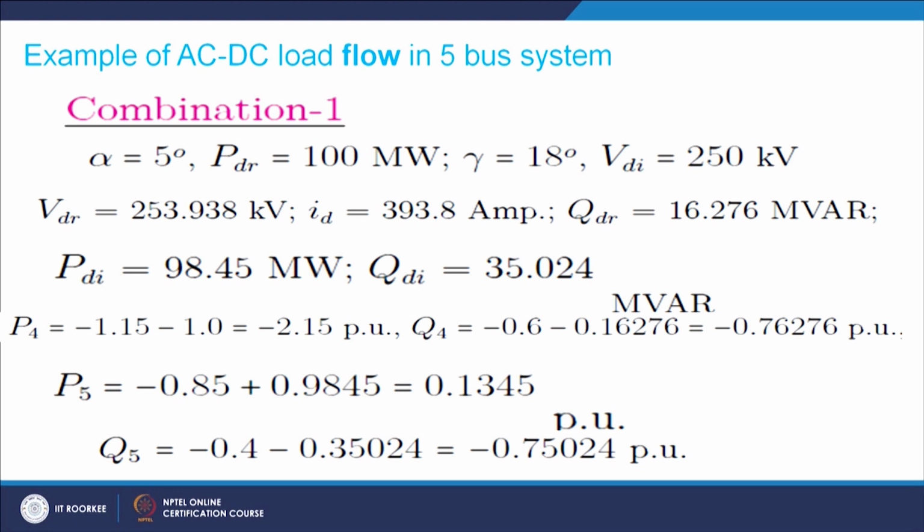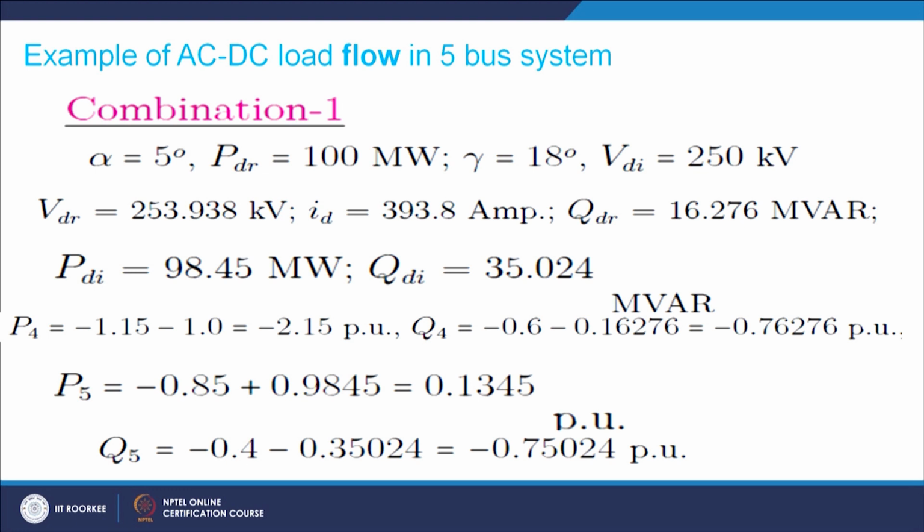At the inverter side, at bus 5, the original AC load connected was 85 megawatt. So, corresponding to that load, my injected real power is minus 0.85. But the inverter is injecting a value of PDI, it is giving into this AC bus a value of 98.45 megawatt. So, net injected power would be equal to this minus, because this is load, plus this is the generation as far as bus 5 is concerned. So, net real power injected is this plus this, so 0.1345 per unit.